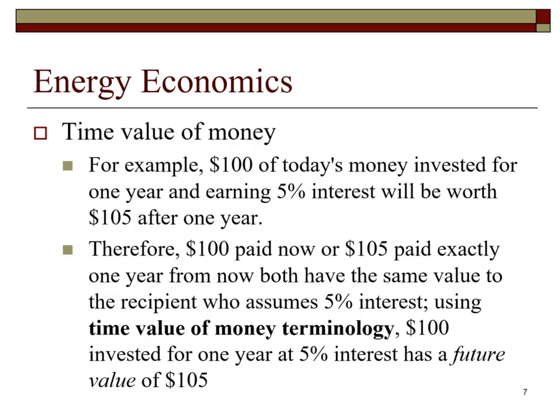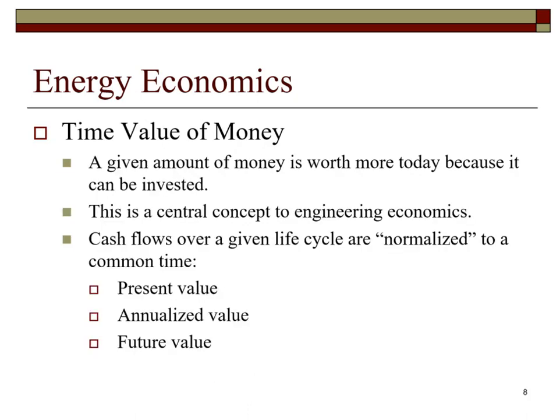Looking at this example in reverse, $105 a year from now would only have a present value of $100, considering a 5% interest or discount rate. This introduces the present value of future money. As stated again, a given amount of money is worth more today because it can be invested. Future cash flows are normalized, or discounted back, to the present value.